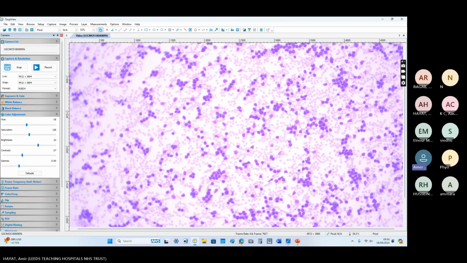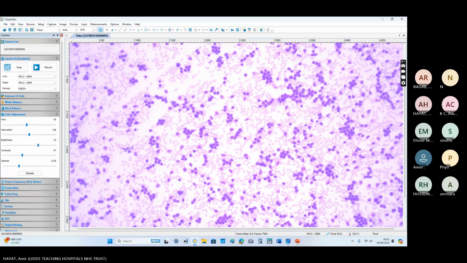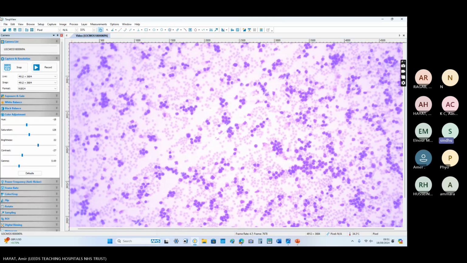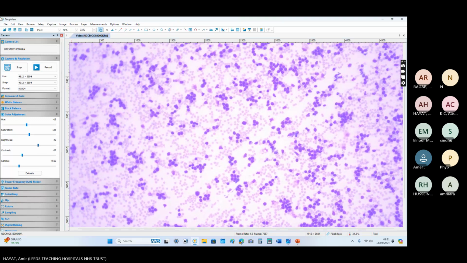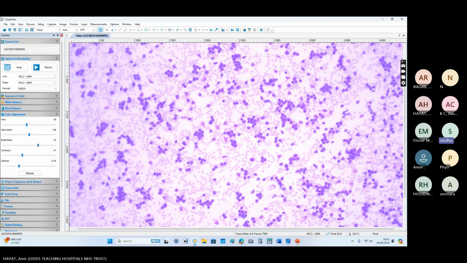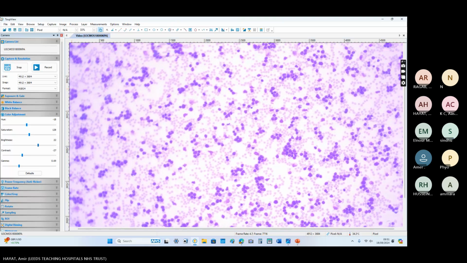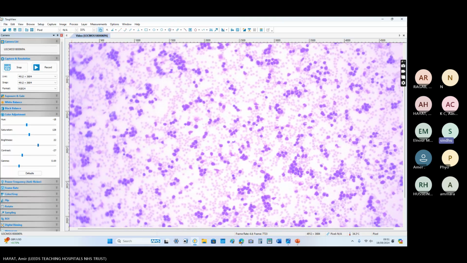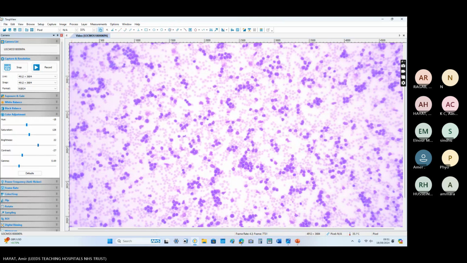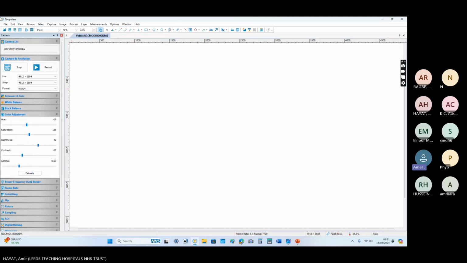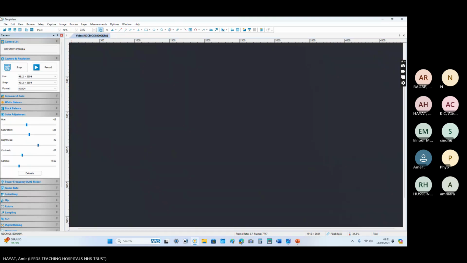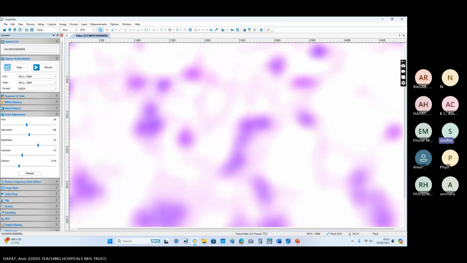So this is the general overview. This is the power 10. So I can see there is a leukocytosis on the peripheral film. Going to 50.